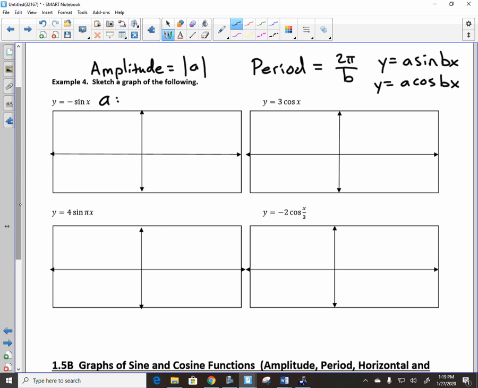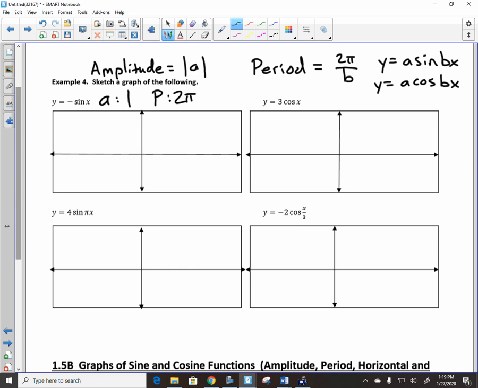What is the amplitude for the first one? Positive 1. Why? Because you take the absolute value. The amplitude will always be positive. Period. You take 2 pi and divide it by the number in front of x. What's the number in front of x? 1. And 2 pi divided by 1 is 2 pi.